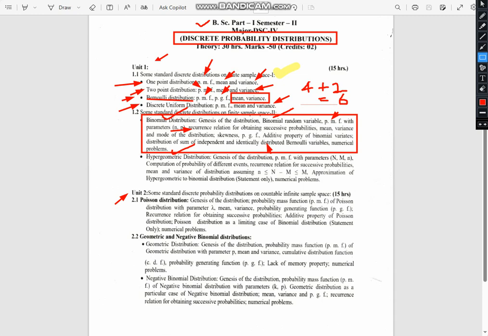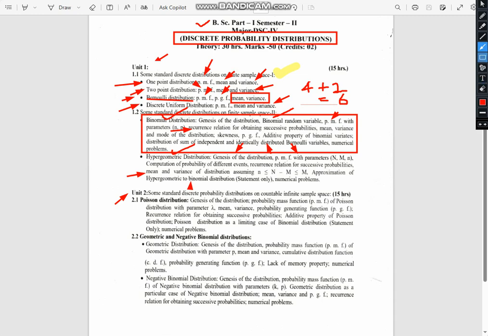The next distribution is the hypergeometric distribution. What is included in the hypergeometric distribution? What is the genesis of the distribution, how it originated, the probability mass function, the parameters, computation, recurrence relation, mean and variance of the distribution, and approximation of the hypergeometric to the binomial distribution. A few examples related with the hypergeometric distribution we need to understand. So this is the curriculum related with the hypergeometric distribution.